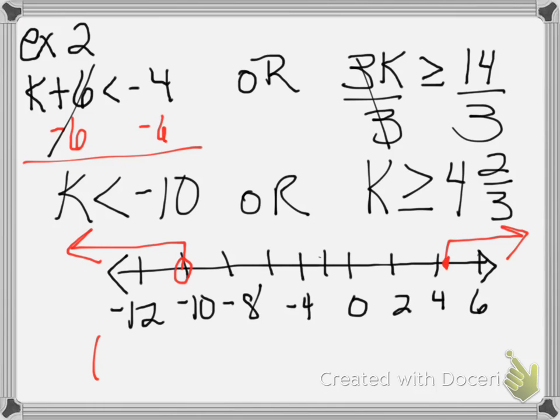Okay, notice it is less than negative 10 or greater than or equal to 4 2/3. So we have two interval notations that we're going to do. We want to start from left to right, so do the left one first. That is negative infinity all the way to negative 10. Negative 10 has a parenthesis because it is not an equal sign. Union with, and then we're going to do the right inequality. That has an equal sign, so it's a greater than or equal to sign, so we're going to use a bracket, 4 2/3 to positive infinity.